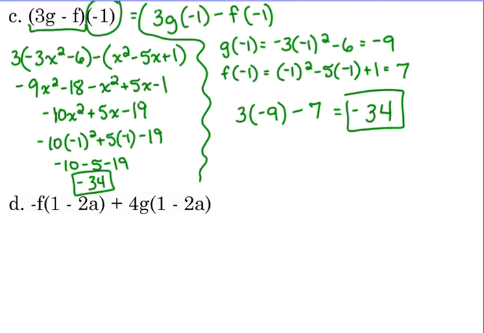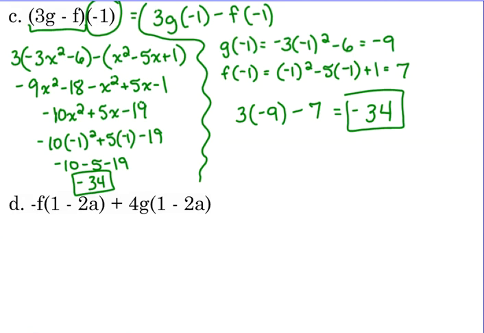The reason why I don't want to do it the second way that we just did in example C is because if I plug 1 minus 2a into both g and f, they are both quadratic equations. They both have x squared. So if I'm plugging 1 minus 2a in for x, I'm going to have to square that term. And we reminded ourselves in the warm-up that when we square a binomial, we have to FOIL it out. So we're going to have to FOIL it out in both cases and combine a bunch of like terms, and then put the two functions together.